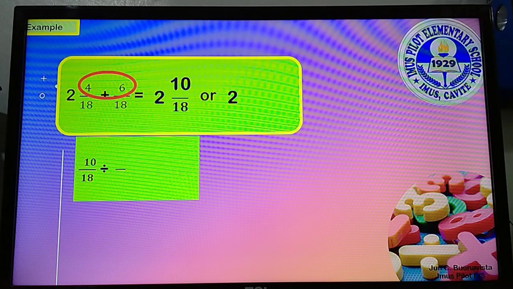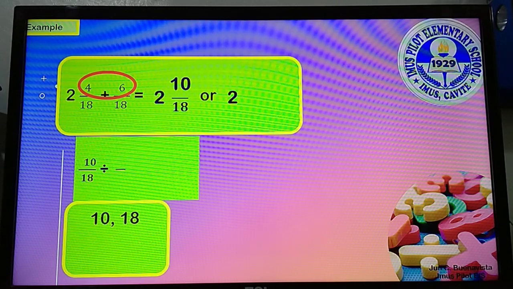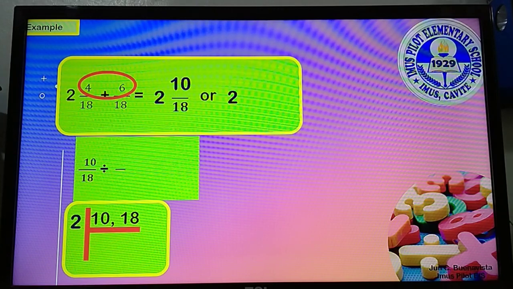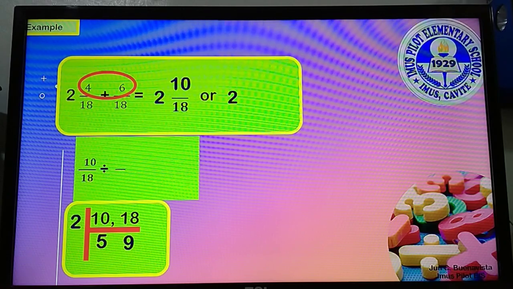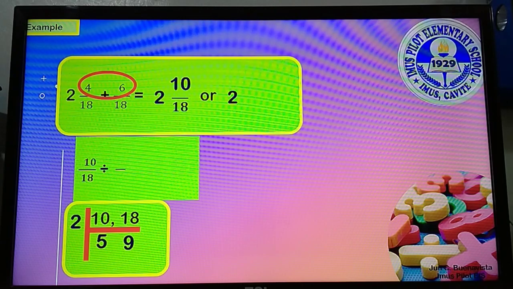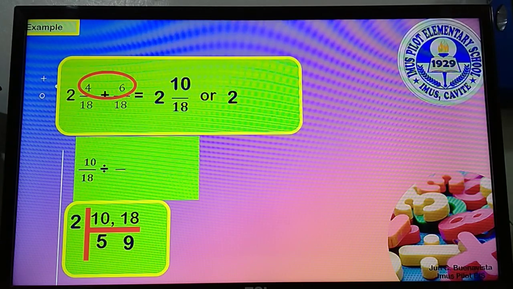So, we are going to use continuous division. So, we are going to divide 10 and 18. So, ano pwede natin i-divide? Yes, 2. So, 10 divided by 2 equals 5. Then, 18 divided by 2 equals 9. So, si 9 at 5 wala nang makadivide except 1. So, therefore, our GCF or the greatest common factor of 10 and 18 is 2.